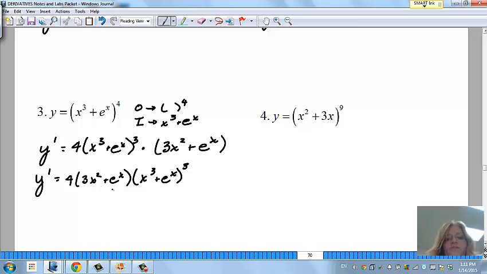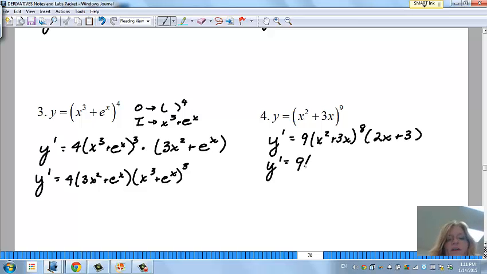So you go ahead and try this one. I'm going to do it here. So I'm going to do the outside, which is the power rule. So I'm going to do 9, don't touch the baby, drop the power down, times the derivative of the baby, which is 2x plus 3. And then all I do is bring that up front and leave it in factored form.